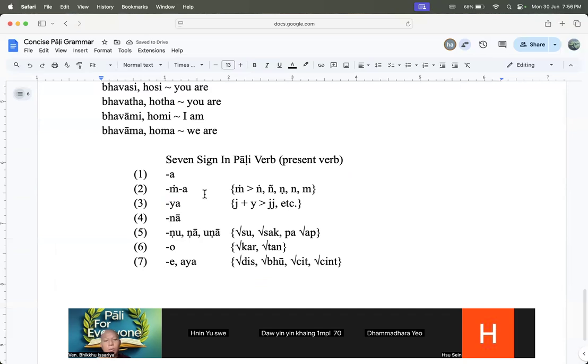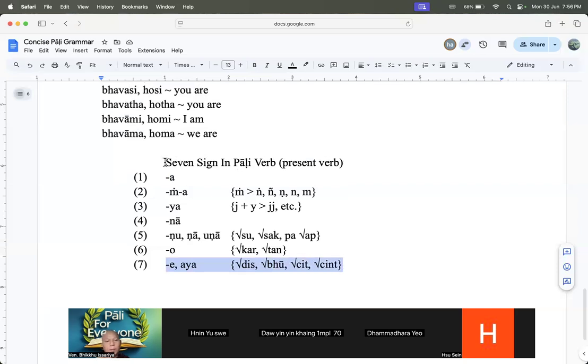So even though such signs are changing, instead of the niggahita or ya or na or nu na, the root meaning is the same, not changed. Just in forming the verb base, at that time, because of this sign, the forming is a little bit different. Just to understand that. Really, the root meaning is not changed. Only in the 7th group such a change can be found. So, we have these 7 signs in the Pāli verb base.